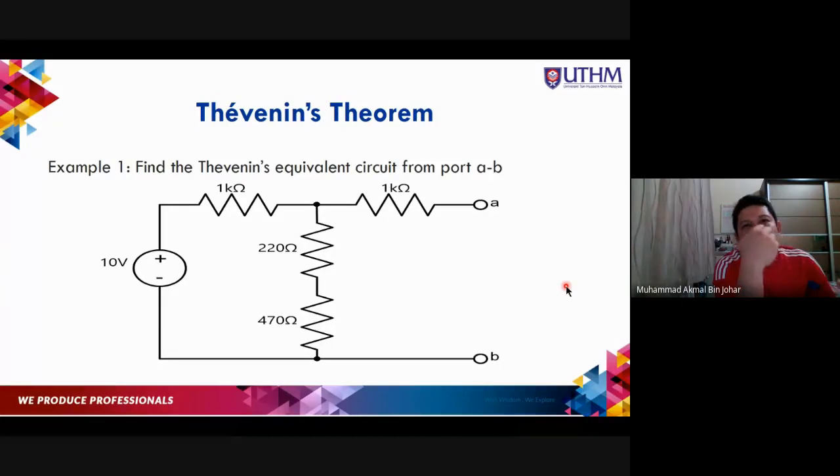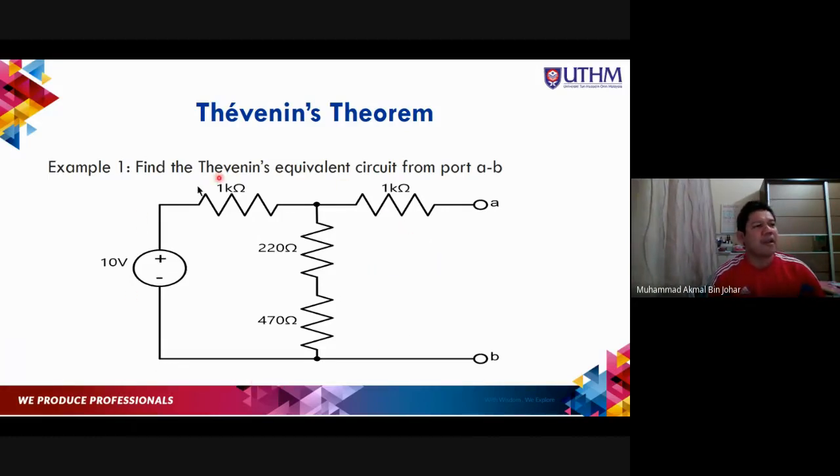So kita tahu dalam situasi parallel, voltage akan sama. If we have a parallel situation, voltage will always be the same. Sama juga dalam situasi ini, ketika port A and B, what you need to identify is what is the voltage drop yang akan give the value equal to port A and B.